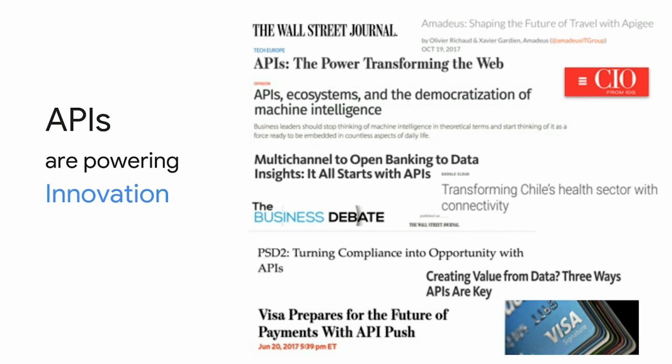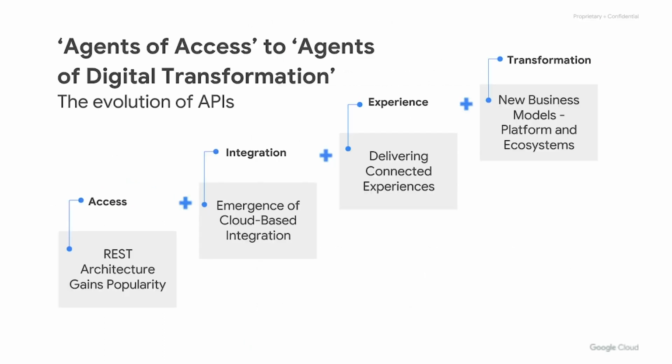Over the years, we've seen evolutions happen sort of like this. API started off as a way to improve access. We had RESTful APIs, and REST became an alternative to SOAP.